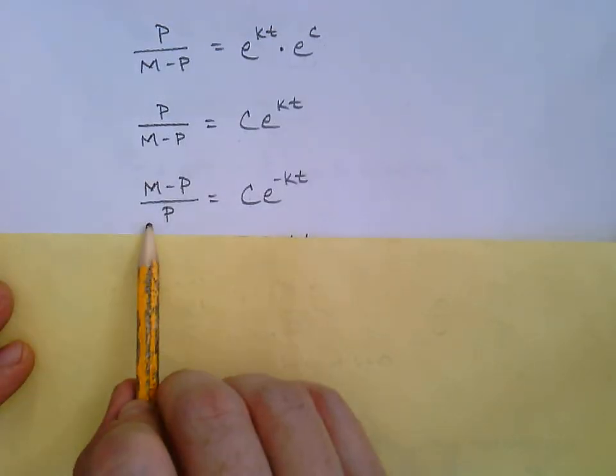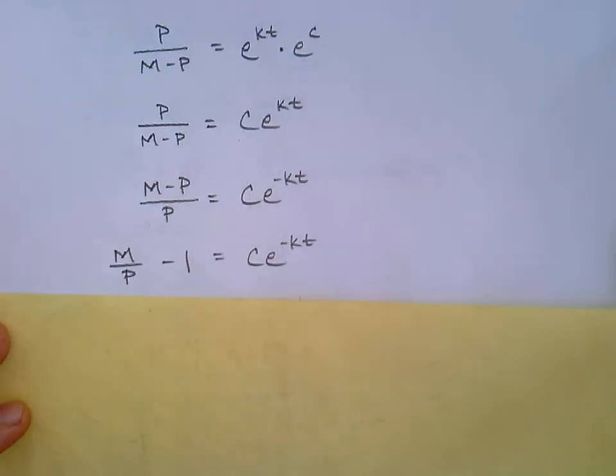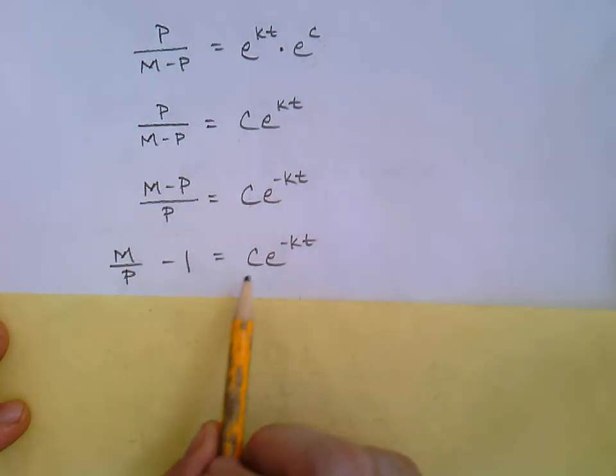Okay, so what's the point of this reciprocal? Let's split that fraction. I'm going to think of it as m over p minus p over p, which of course is 1, equals that right side.